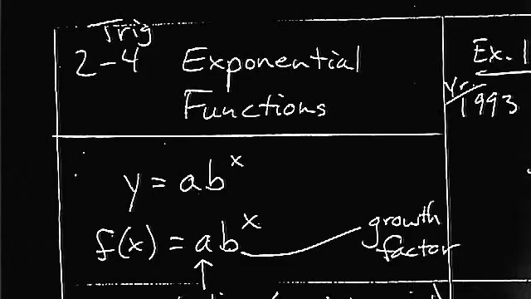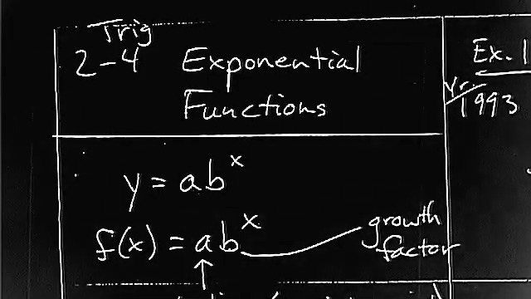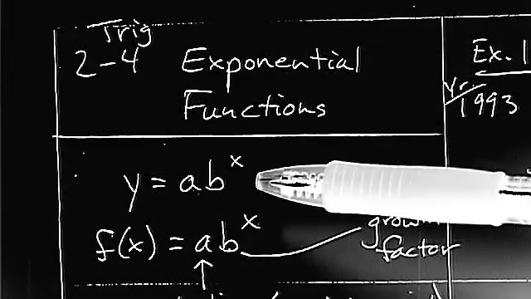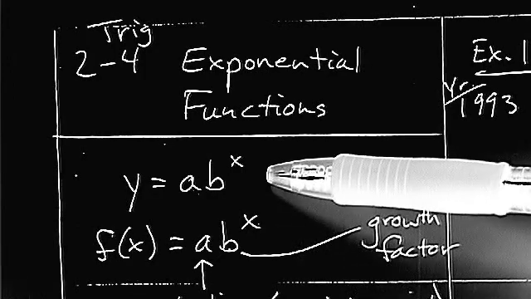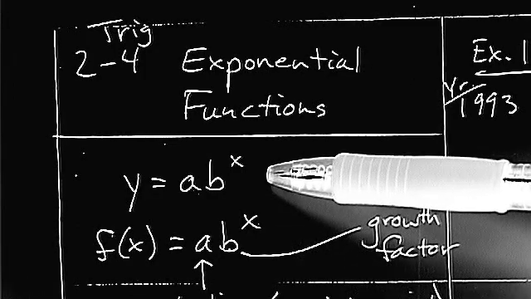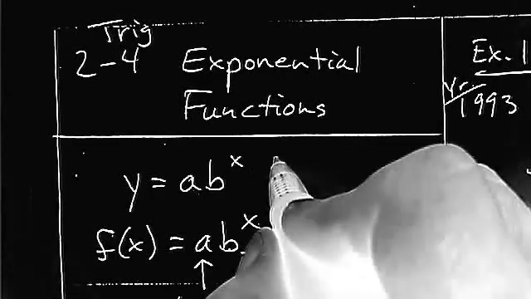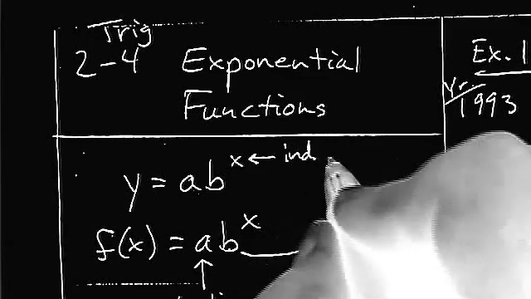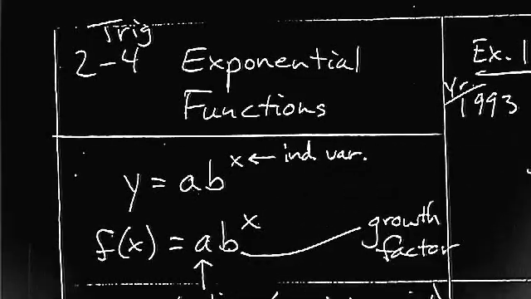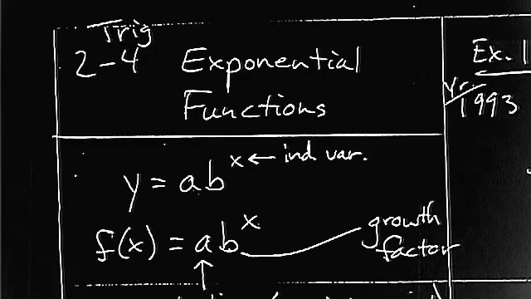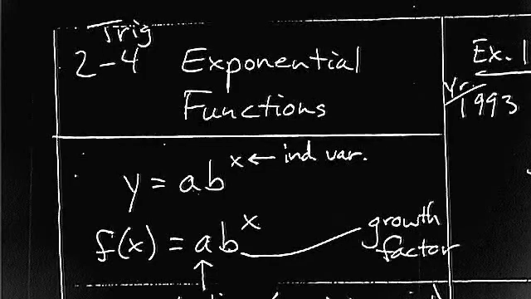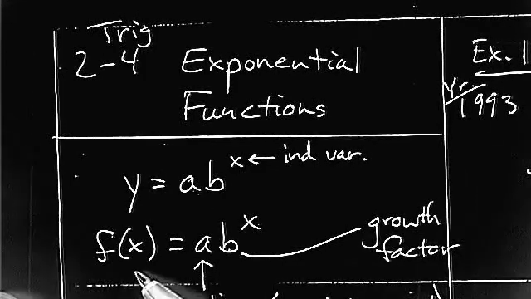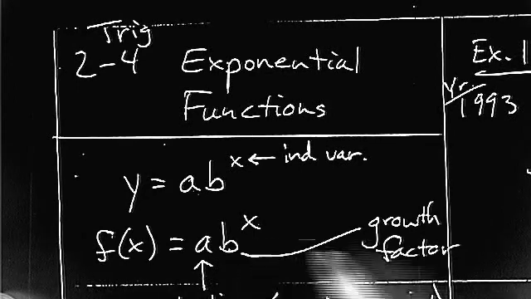So, we're talking about Trig section 2.4, exponential functions. And we know that exponential functions look like this: y equals a b to the x power. Notice that the variable, the independent variable, is an exponent. That's what separates it from a fixed power function like a parabola, x squared, or a cubic function, x to the third power. And this is just another form of it: f of x equals a b to the x power.